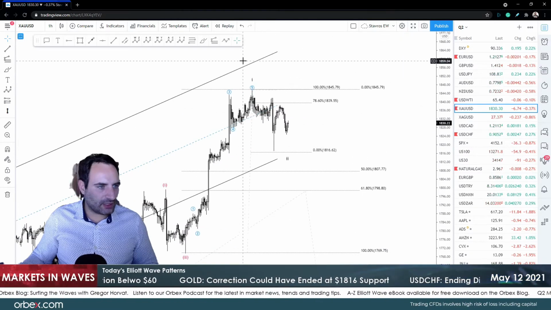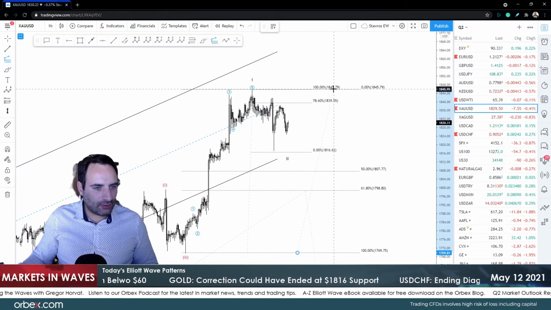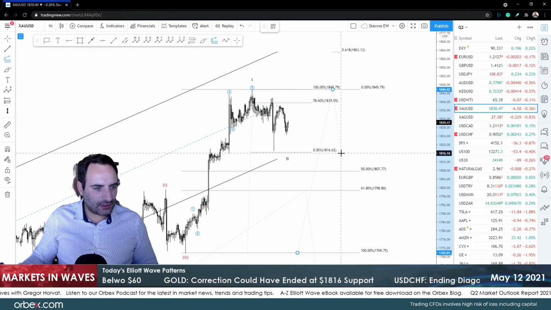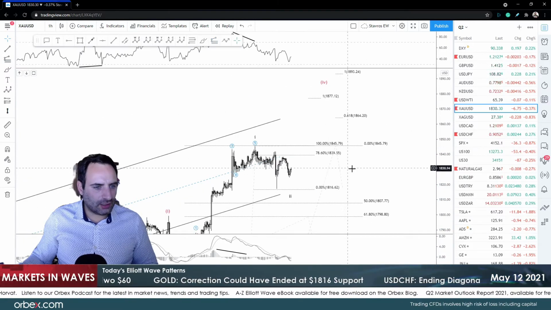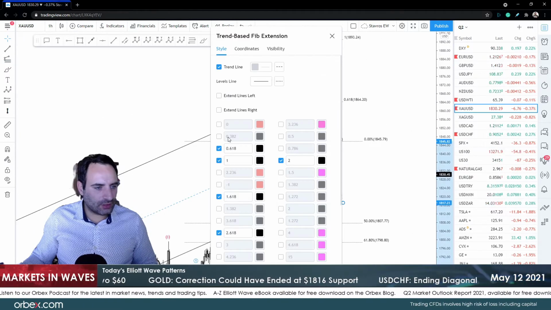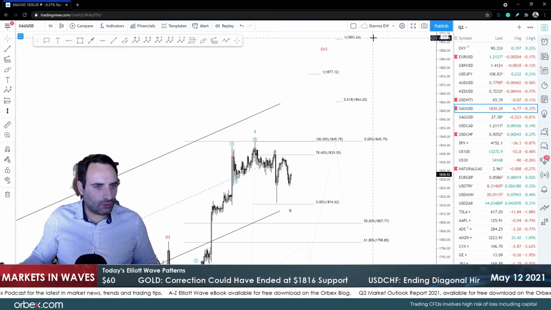Let's see what we can expect, just to be a bit more realistic over here. In case that correction is in, then we're looking at the 100, which is 1893 for wave 3.